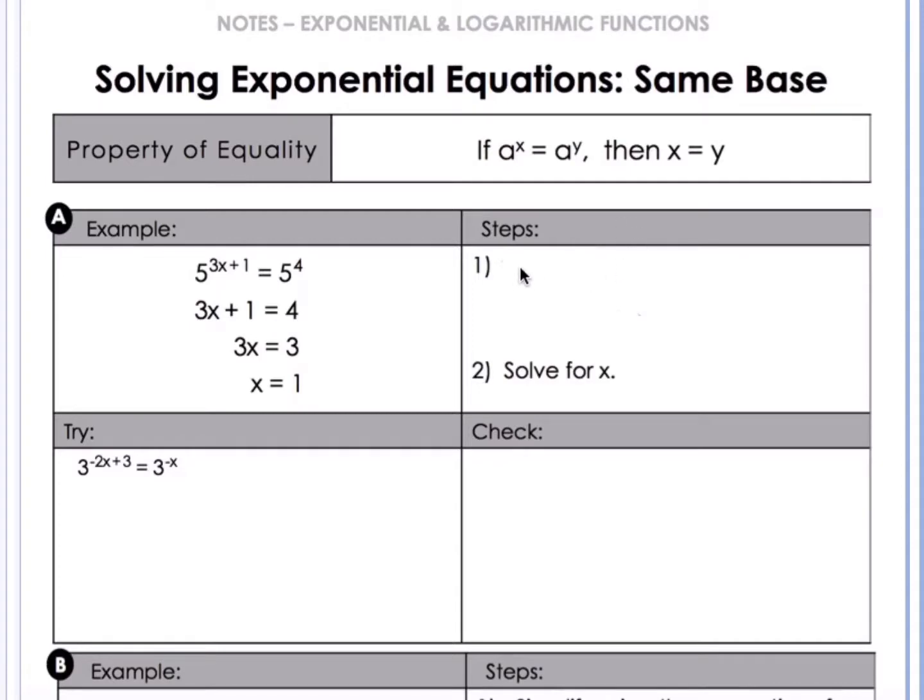So we can see over here our first step is to use the property. And let me make it a little bigger. There we go. Use the property of equality to equal the exponents. Okay, and that will be your first step. And then from there we can see that all you have to do is solve for x to get x equals 1.